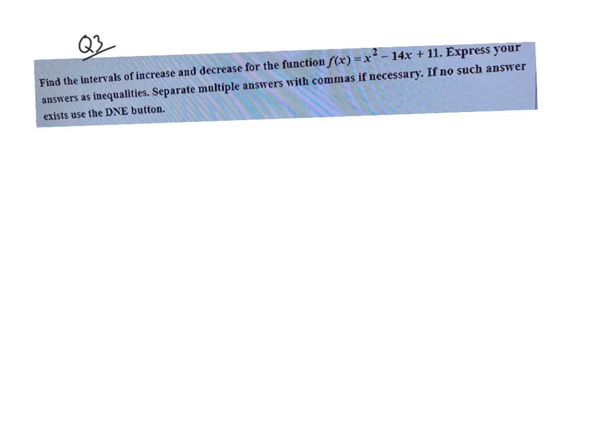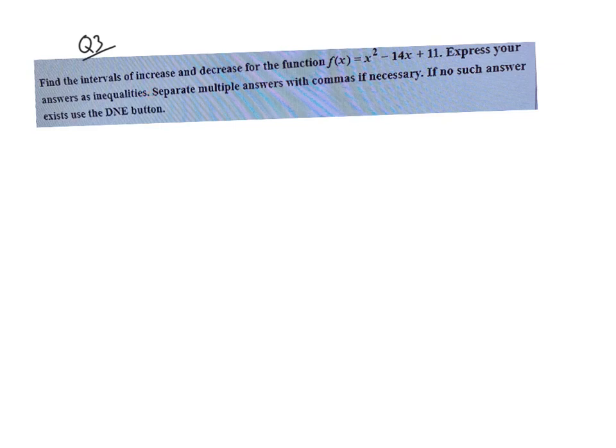Someone had a question on number 3 for this last homework assignment. What they're looking for is intervals of increase or decrease. Again, we have this function, and it looks like a parabola opening up. We just want to see where the slope is negative on this parabola, and where the slope of the tangent lines is positive.